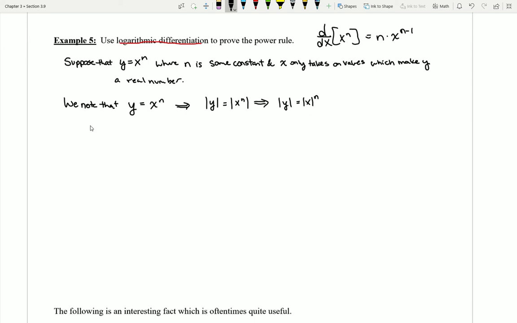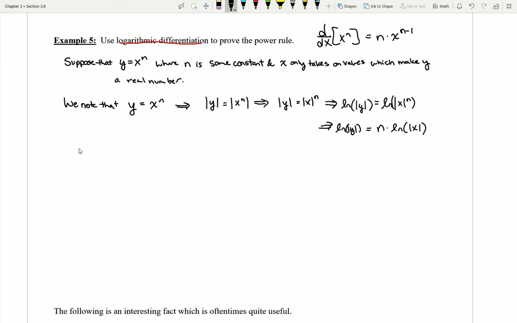So I'm going to go ahead here and take a look at the following. So now that I have this, I can go ahead and take this one step further. I can now do the natural log of the absolute value of y, and that would be equal to the natural log of the absolute value of x raised to the power of n. And of course, by using my properties of logarithmic functions, I can say that my natural log absolute value of y would then be equal to n times the natural log of the absolute value of x.